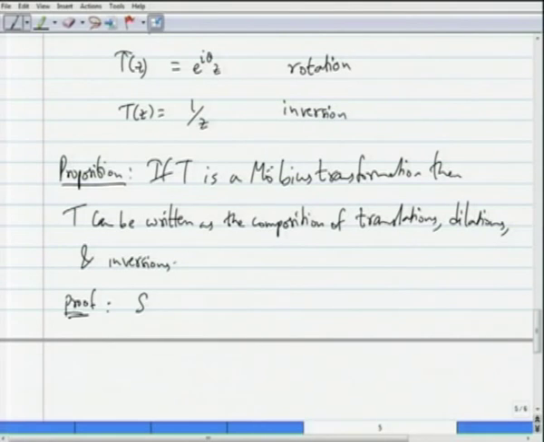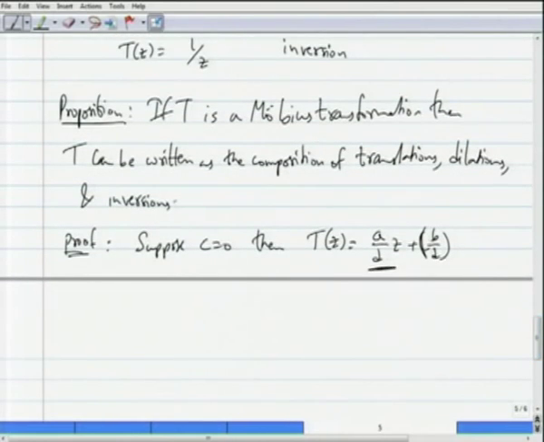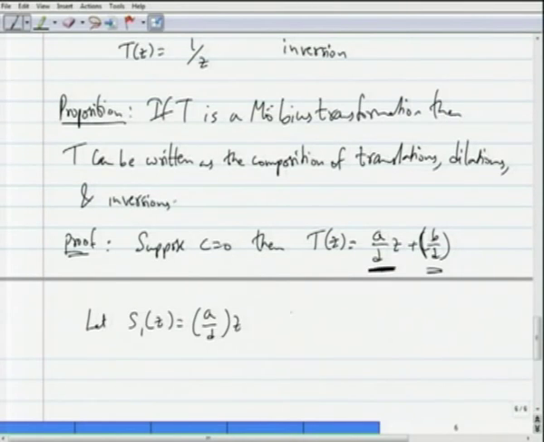What we can do is, suppose C is equal to 0, then it is easy. Then T of z, what does it look like? T of z looks like (a by d) z plus b by d, which we can immediately see is a composition of a dilation and then a translation. So, let S1 of z is equal to (a by d) z, and S2 of z is equal to z plus b by d. Then S2 composed with S1 of z is going to be equal to T of z.